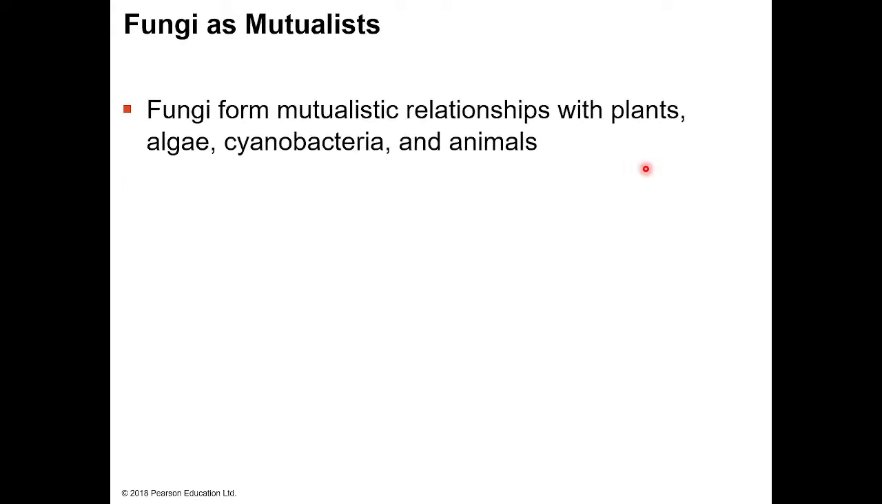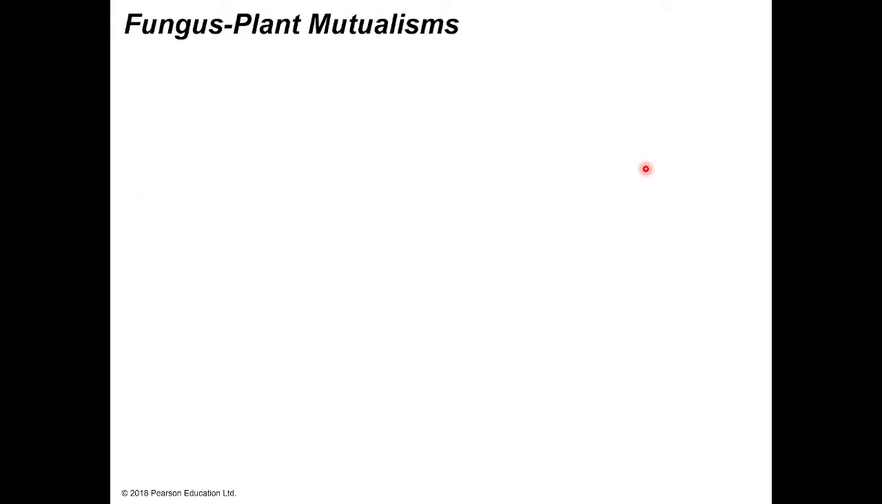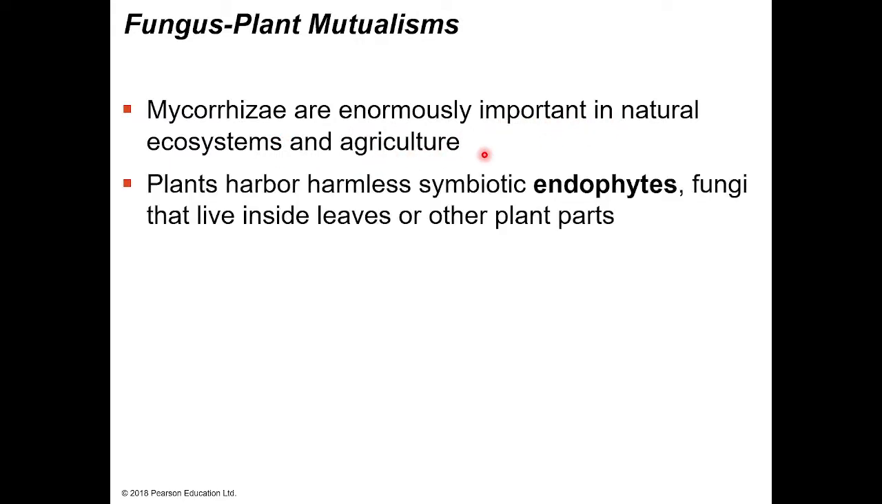Mutualist fungi form mutualistic relationships with plants, algae, cyanobacteria, and animals. Mutualistic fungi absorb nutrients from the host organism and reciprocate with actions that benefit the host. Mycorrhizae is an example of a mutualistic relationship between plants and fungi, and that is enormously important in natural ecosystems and agriculture.